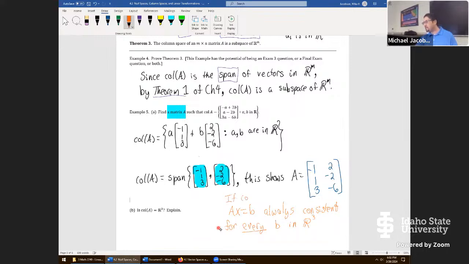If column space of A equals R3, then, okay, now we have a real statement. Then you could always solve that equation. AX equals B would always be a consistent system. Now we wonder, could that happen? Looking at the matrix A, any volunteers for a yes or no on this? Would column space of A really be R3 or is it not R3?